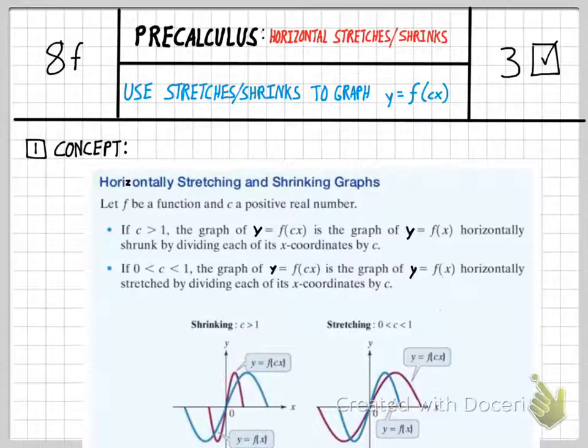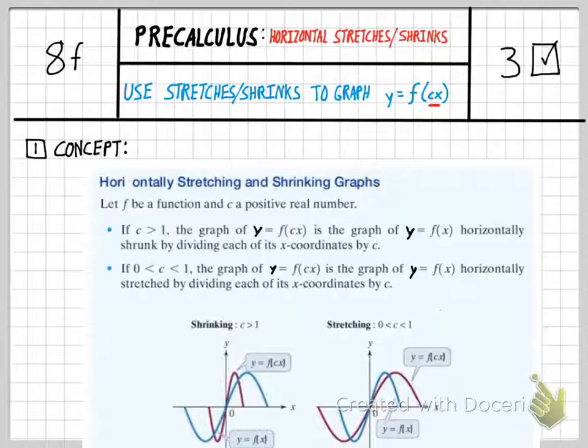This is Precalculus Concept 8F. This is our final type of transformation. We're going to look at horizontal stretches and shrinks. So the change we're going to notice in this example is again a multiplier, but this time your multiplier c is inside of the function. This is straight out of your book here.